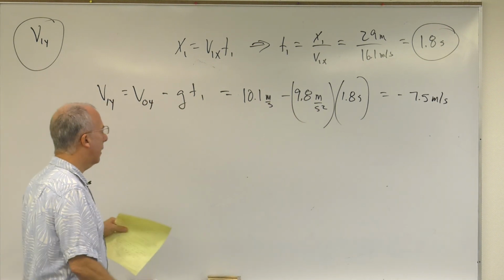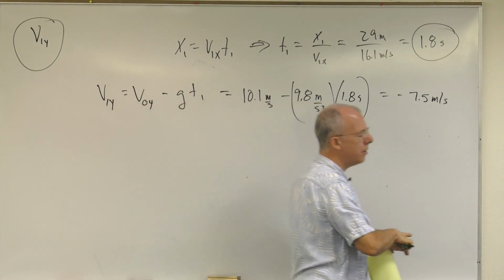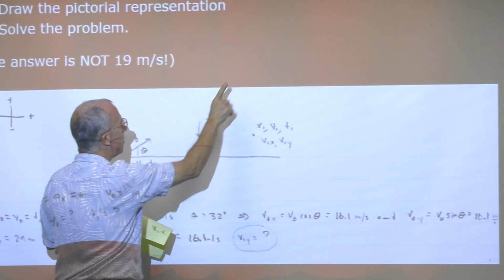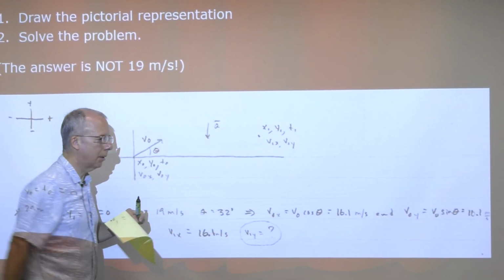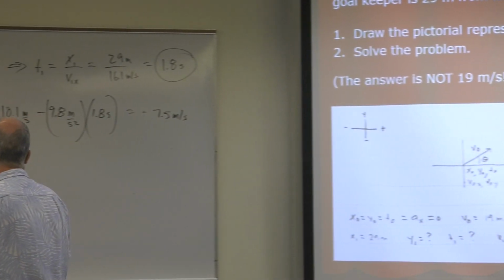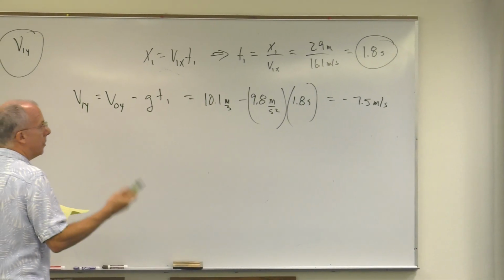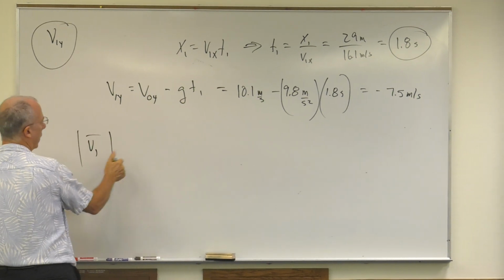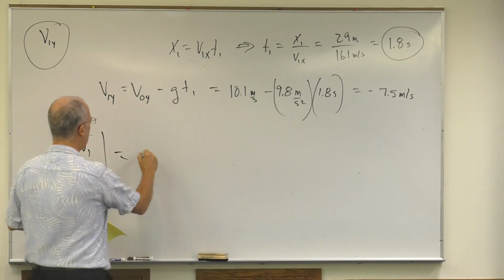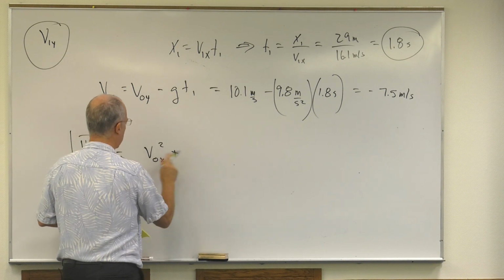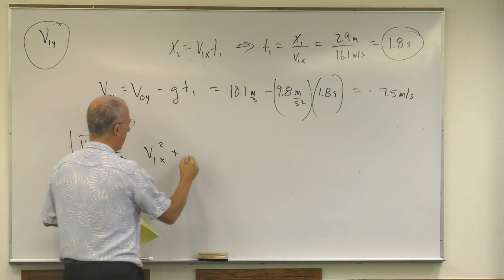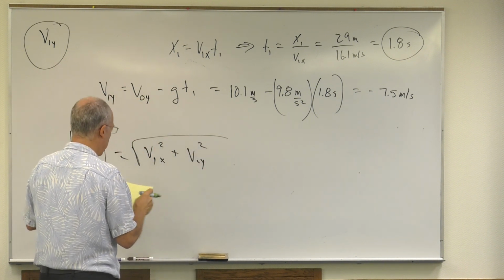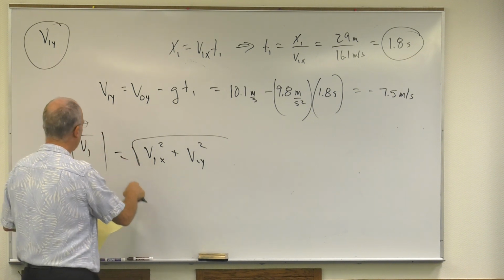Now, the fact that v1y is negative, what does that mean? Well, it means it's going down, right? If v1y had been positive, it would have been going up, which is kind of hard to imagine. Now we want to get the speed, right? That's what it says, the speed. So we want v1 speed, magnitude, whatever you want to call it. So this is the square root of v1x squared plus v1y squared. And it's just a speed, so I don't care about the plus or minus.